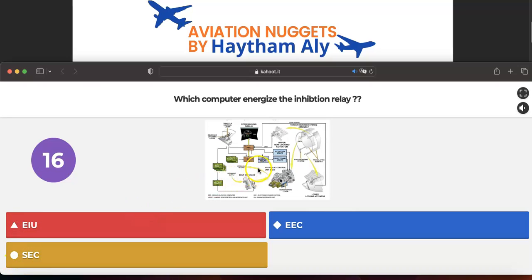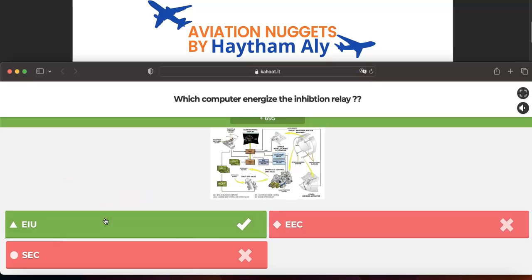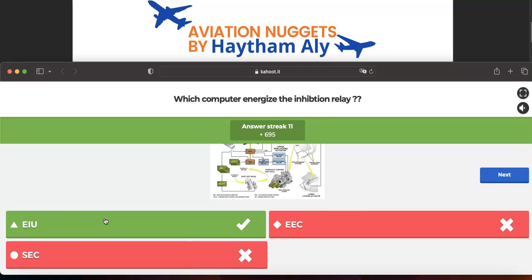To energize the inhibition relay, the EIU has this responsibility. The inhibition relay and the EIU are a second line of defense. The EIU must energize the inhibition relay so that the EEC can energize the directional valve. The EEC can energize the directional valve only if the inhibition relay is energized and closed. And who energizes the inhibition relay, or closes it? It is the engine interface unit.